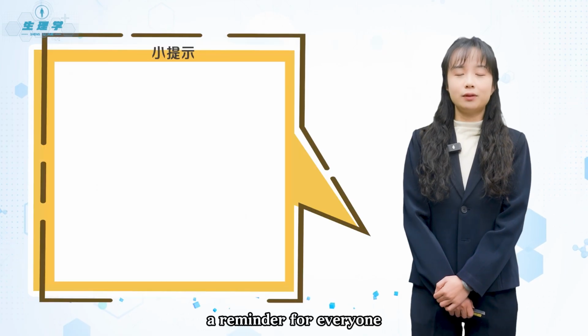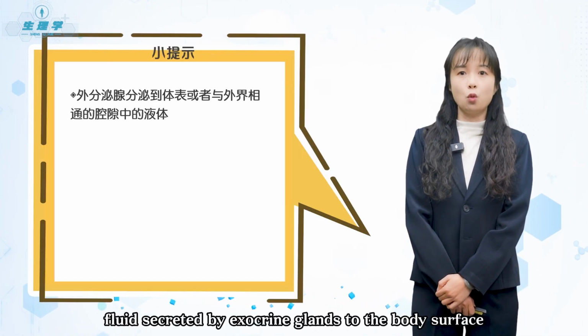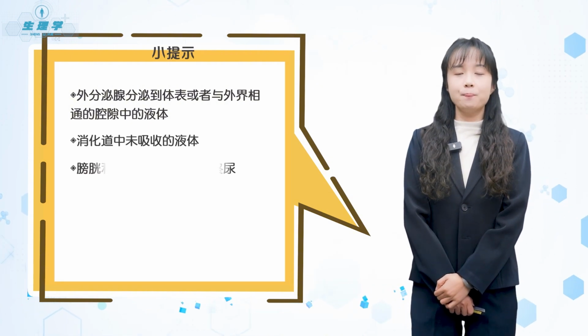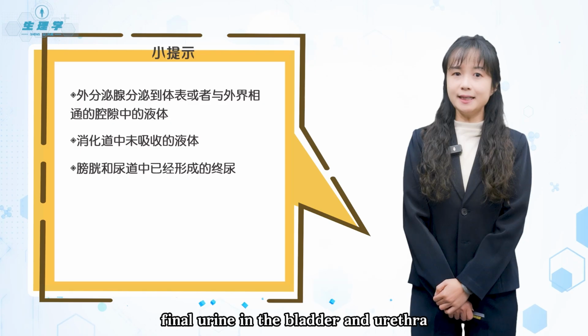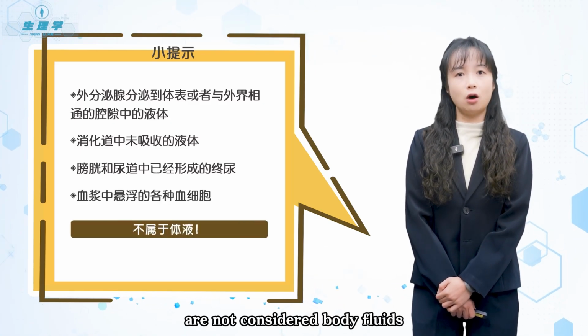A reminder for everyone. Fluids secreted by exocrine glands to the body surface or lumens, unabsorbed fluids in the digestive tract, final urine in the bladder and urethra, and blood cells suspended in plasma are not considered body fluids.